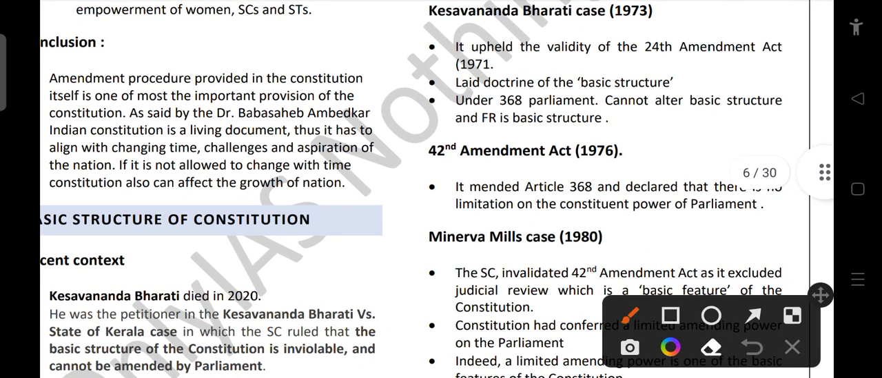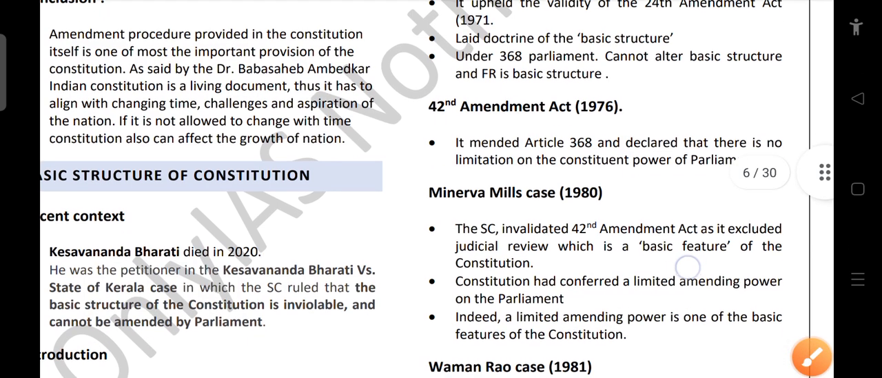Then the 42nd Amendment Act 1976 amended Article 368 and declared that there is no limitation on the constituent power of Parliament. The 42nd Amendment is called the mini Constitution, right? It said Parliament can amend anything, change anything. There is no limitation on its power.